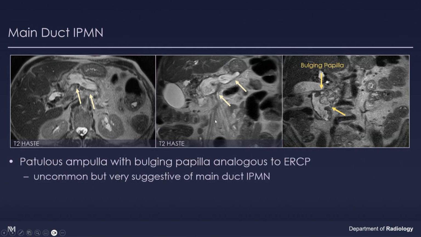Another example, this dates back to my fellowship, but it's a great case. You could barely see the pancreas. You could see the largely dilated main pancreatic duct. You can actually even see that bulging ampulla, which is what they see, the fish mouth opening that they see on an ERCP where the mucin pours out of the duct, and that's what you want to look for.